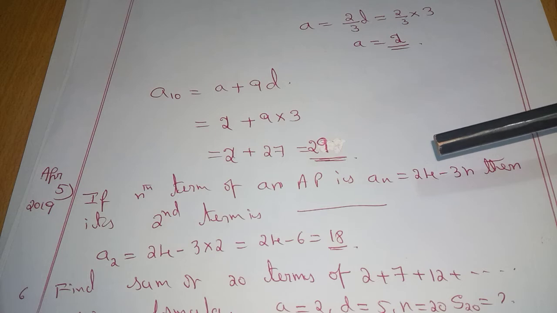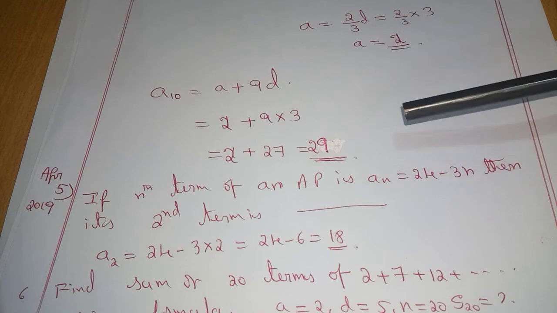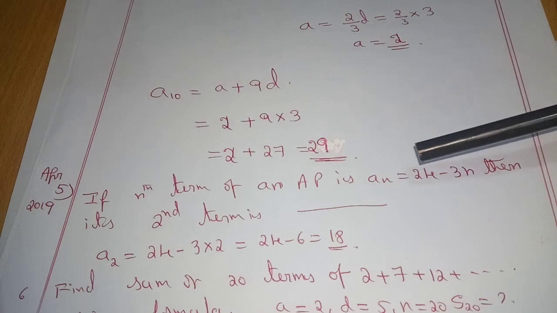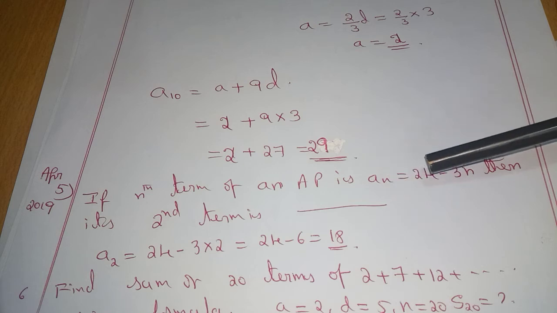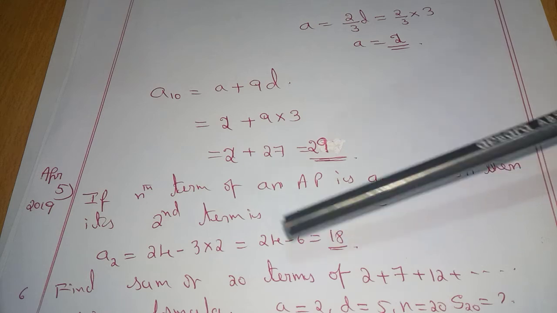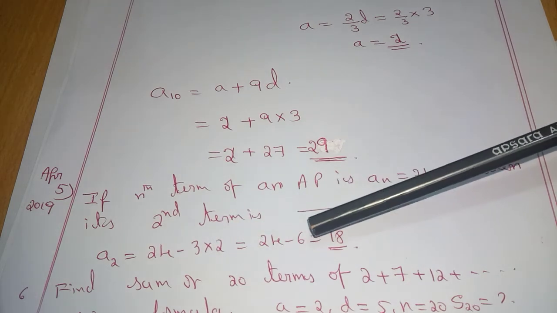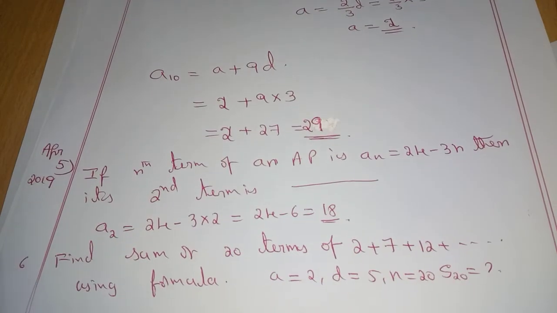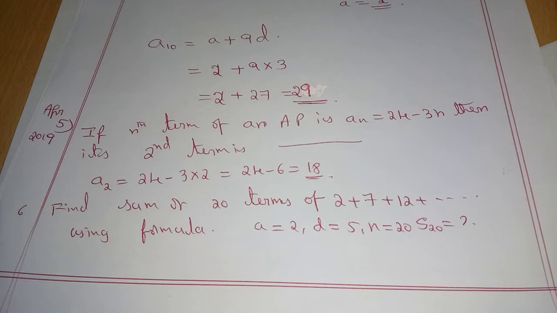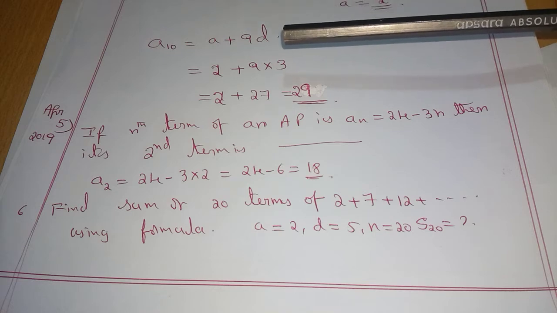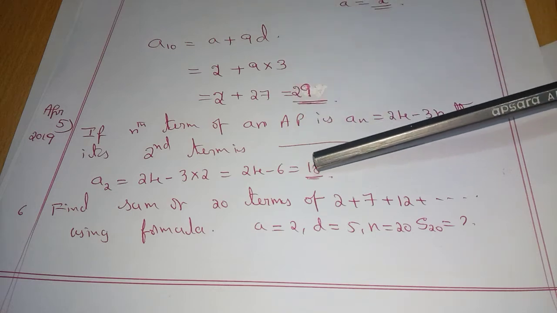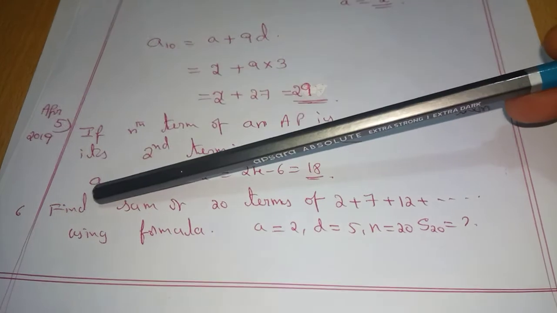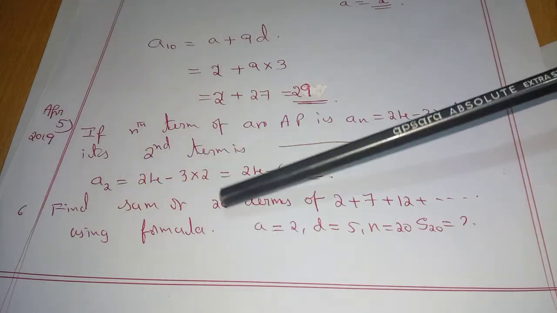I hope all of you can do it quickly. Substitution everyone understood. A2 is equal to 24 minus 3 into 2. 24 minus 6, how much? 18. Everyone completed? Next sum, sixth sum.